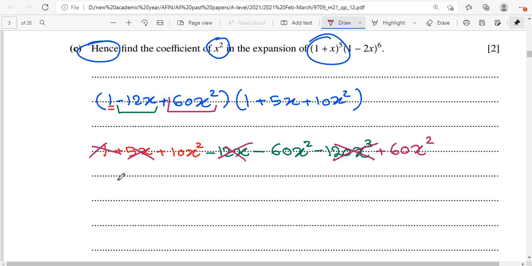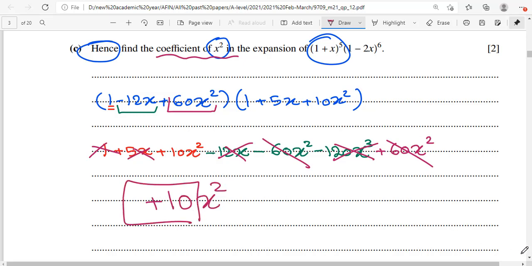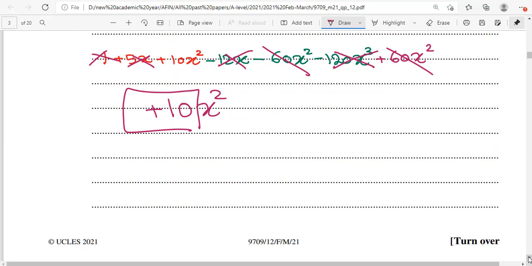We can simplify them and finally write the coefficient of x squared. This is what we need. Then it's fine to ignore them because there is no more multiplication to produce other x squares. Now let's work on these. 10x squared. Actually, negative 60x squared cancels 60x squared. What's remaining is positive 10x squared. The coefficient of x squared is 10. This is the answer of part C.